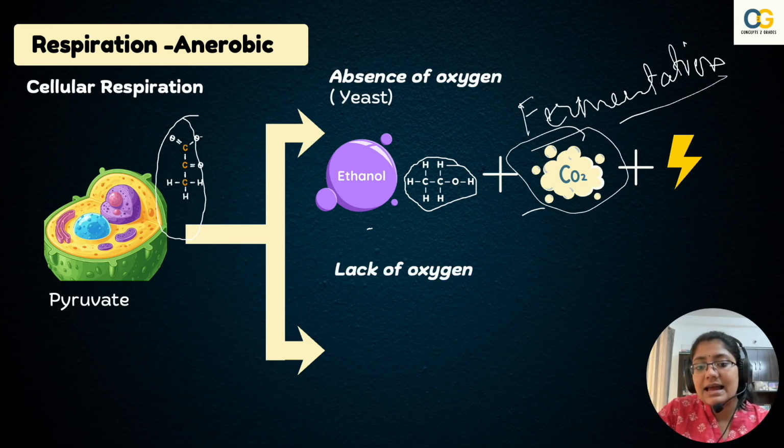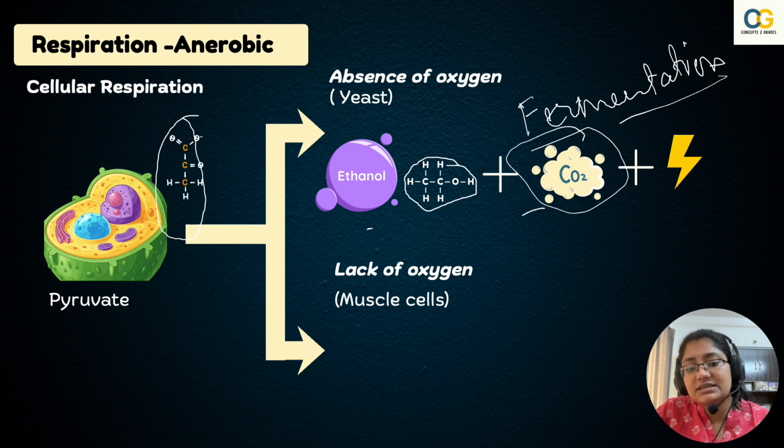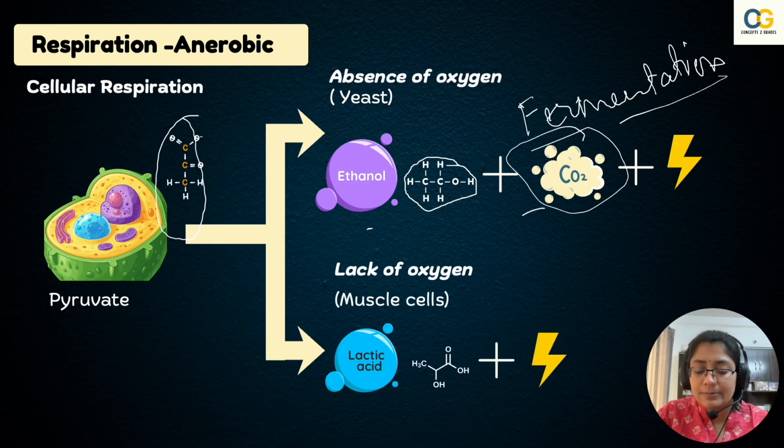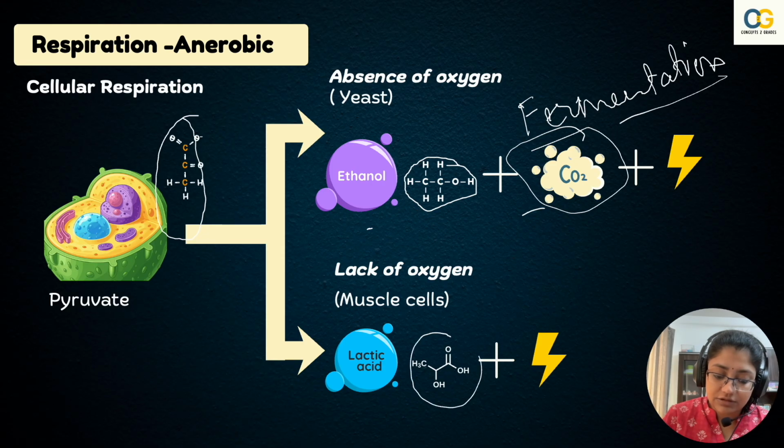Now let's say there is lack of oxygen. Lack of oxygen is something like oxygen is not as much as it's needed. It's less than what is needed, which usually happens in our muscle cells. There is lactic acid generated, which is again like a 3-carbon molecule, and you have some energy released.